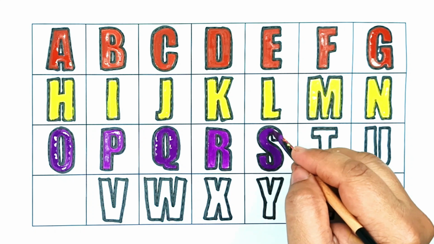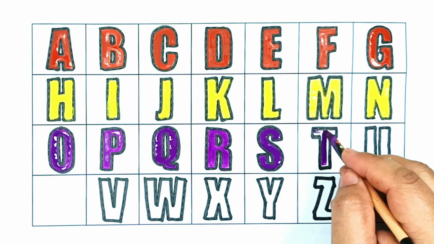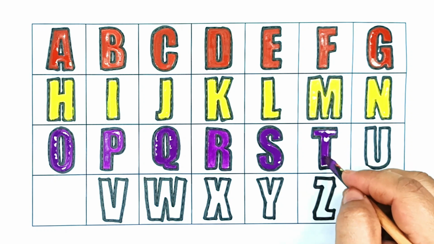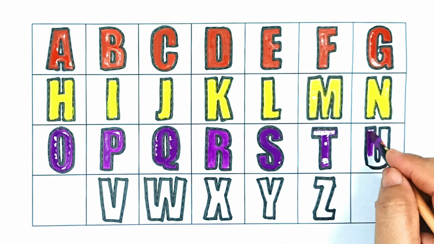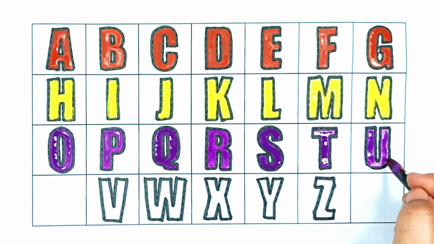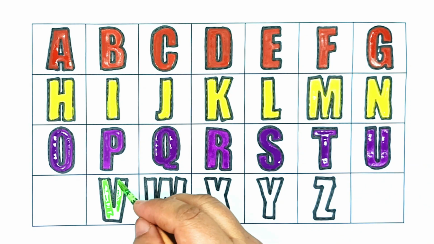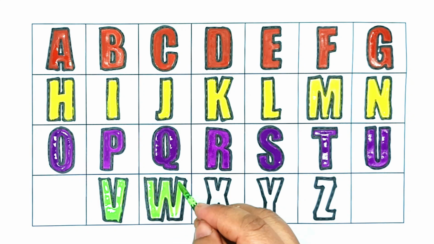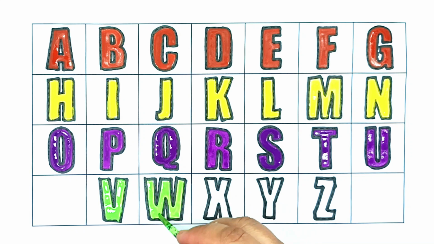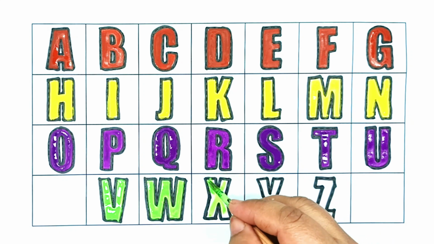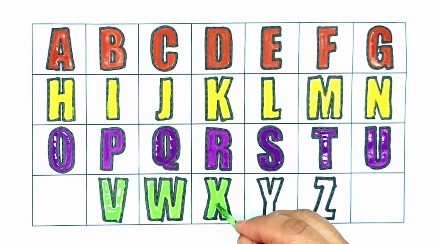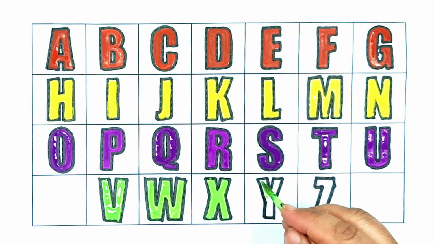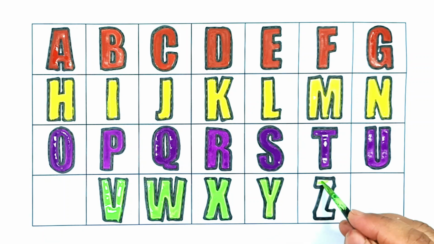S for star. T for train. U for umbrella. V for van. W for watch. X for xylophone. Y for yacht. Z for zebra.